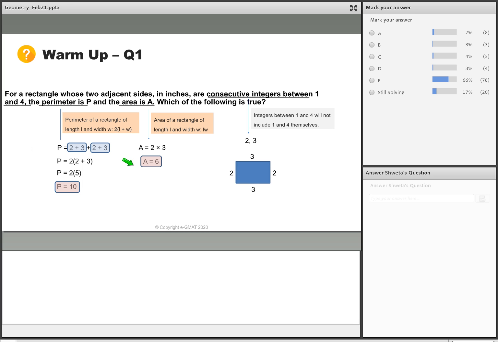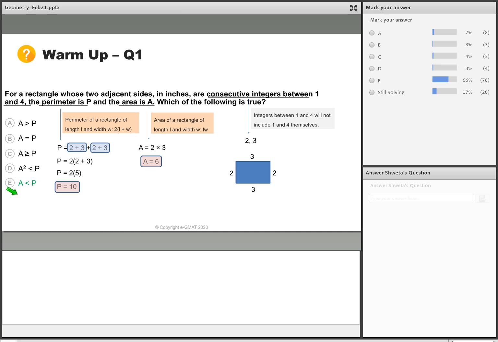Now the question was, which of the following is true? Here are your options. All you had to do here, if you see the options, is compare area with perimeter. And since area 6 is indeed less than perimeter 10, option E is the correct answer. With this, we're done with the first warm-up question with a very high accuracy of 66%.